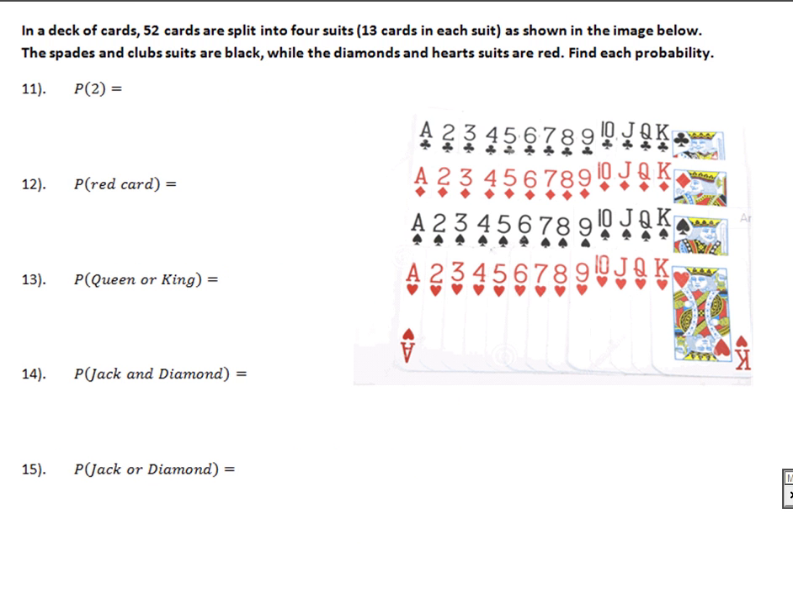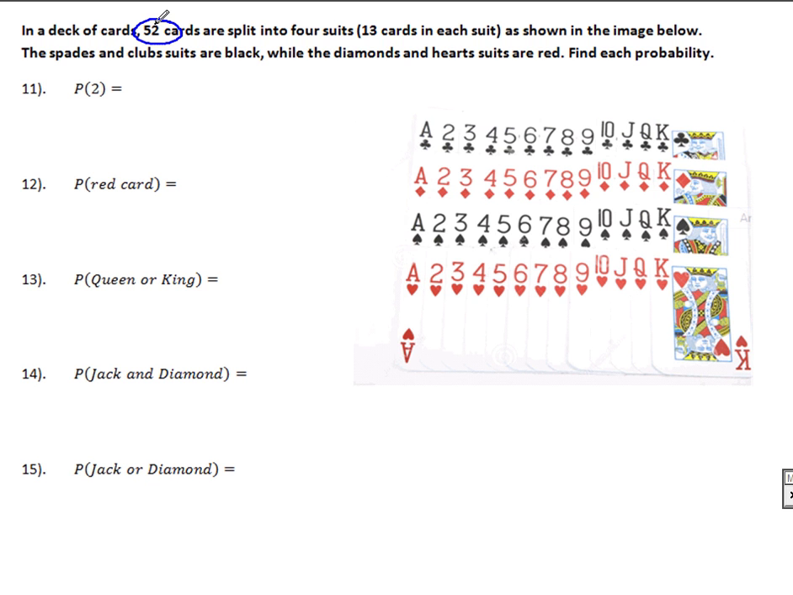Alright, now, dealing with the decks of cards. It gives you all the information up here. 52 cards, there are 4 different suits, 13 cards in each suit. We need to figure out all these different probabilities. Here they are, 52 total options are what we're going to have.